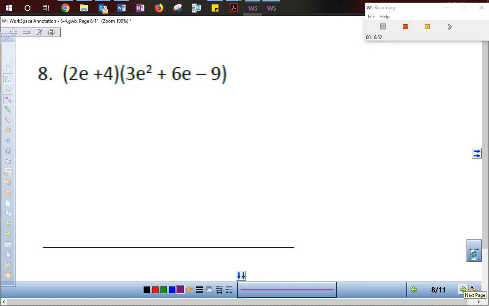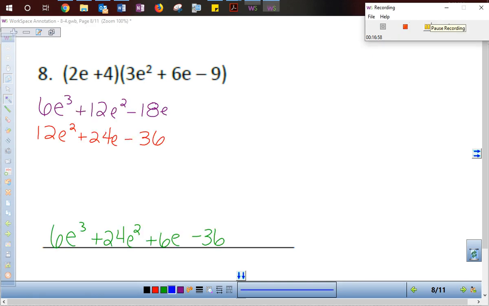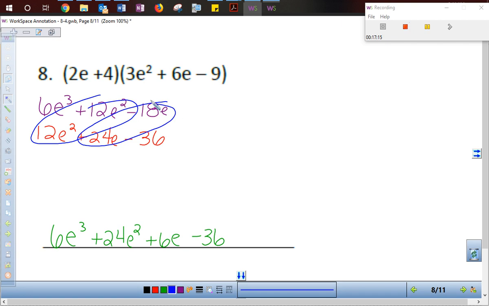Again, I'd like you to pause the video and try number 8 on your own. So when you distribute your first term, you should get 6e cubed plus 12e squared minus 18e, and your second term gets you 12e squared plus 24e minus 36. Now, when you're combining like terms, even though these variables are weird, it's okay because they can still be variables. You should end up with 6e cubed plus 24e squared plus 6e minus 36.